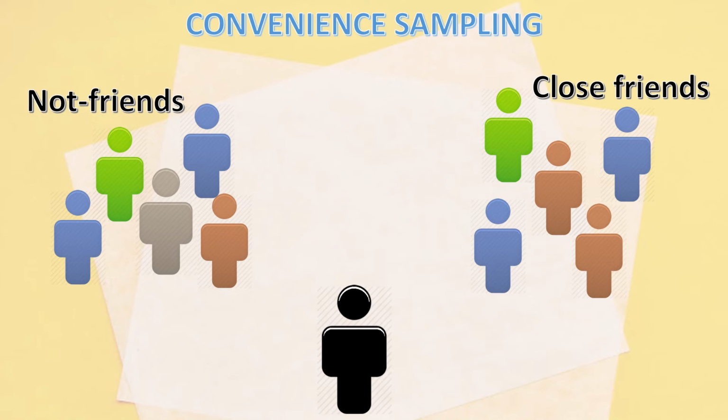Here's another example, the group of friends and a group of not friends. So what could be the researcher's choice? Of course, you know it.